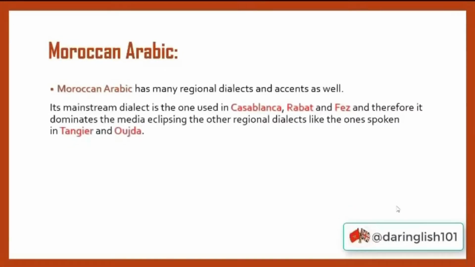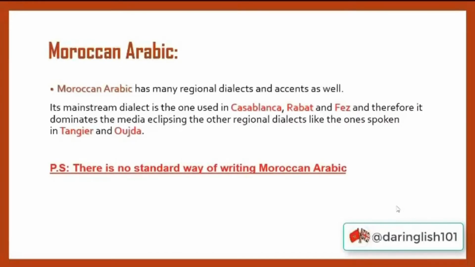The mainstream dialect is the one used in Casablanca, Rabat, and Fez, and therefore it dominates the media, eclipsing the other regional dialects like the ones spoken in Tangier and Oujda. And here's the thing. There is no standard way of writing Moroccan Arabic. There's no right or wrong, so you can write it however you want. It's just something that we as Moroccans came up with.